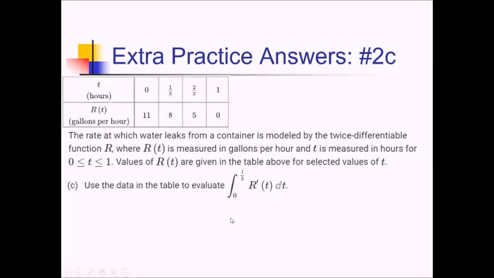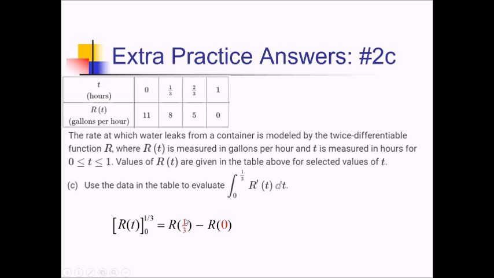For this problem part, they want us to use the data in the table to evaluate the integral from 0 to 1/3 of r prime of t dt. So this one actually isn't so bad because the antiderivative of r prime is just r. So this is really just evaluating r of t from 0 to 1/3, which basically just means we're doing r of 1/3 minus r of 0.